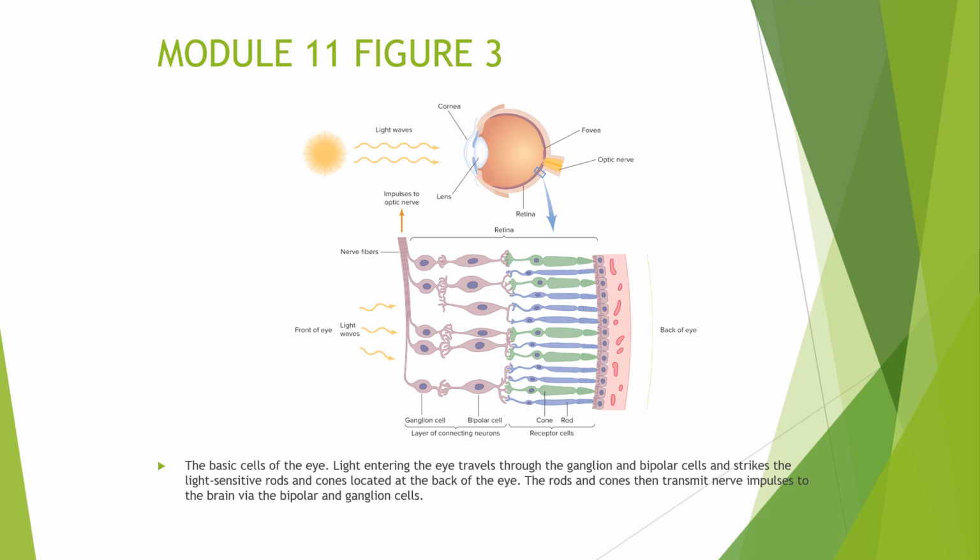So if you read along the bottom, it says light entering the eye travels through the ganglion and bipolar cells and strikes the light-sensitive rods and cones located at the back of the eye. And then the rods and cones transmit those nerve impulses to the brain by way of the bipolar and ganglion cells.